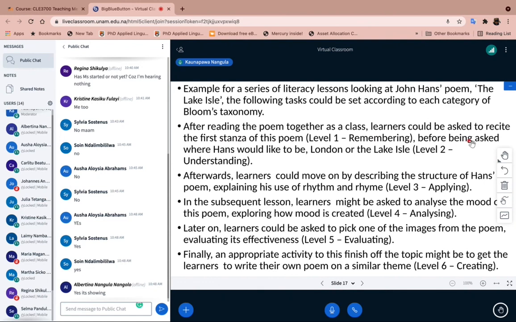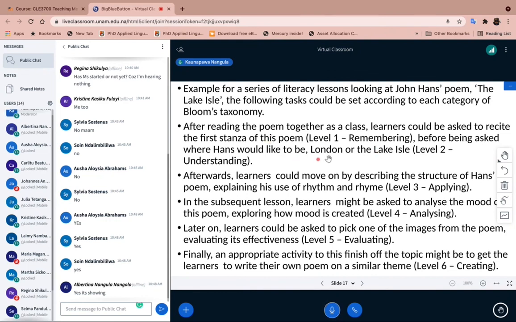And then before being asked where Hans would like to be, London or Lake Isle. This depends on the poem. So for remembering, they recite, and then you ask them a number of questions to show understanding of the poem. So where would Hans like to be?